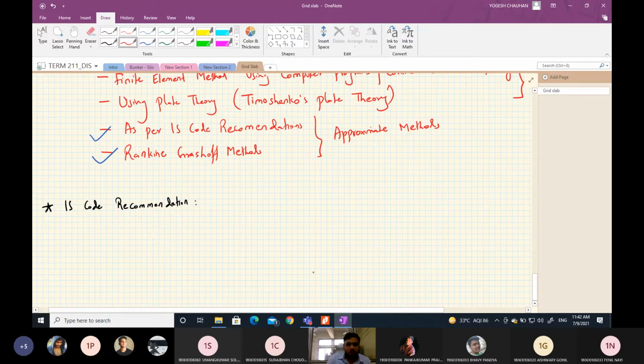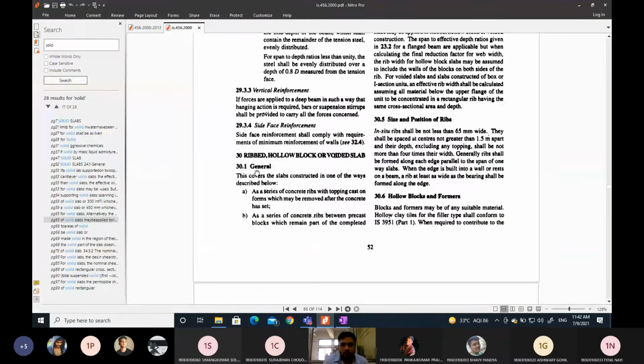Reference shall be made to IS 456, clause 30. It gives clauses related to ribbed, hollow block, or voided slabs.